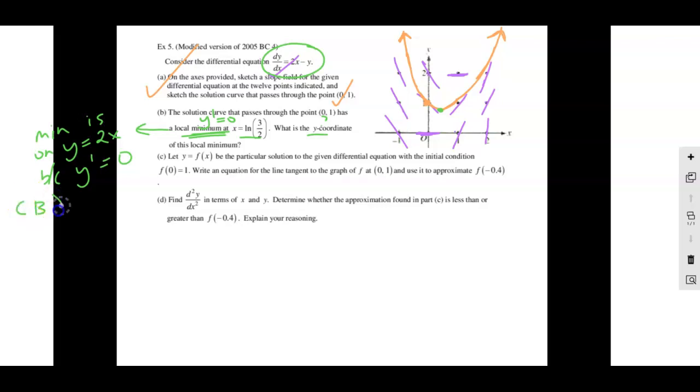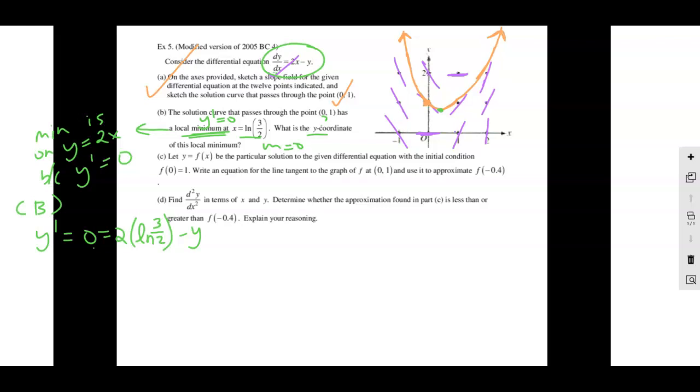Here's the work for part B. We know the slope, dy/dx, is going to be 0 at the point. We know the x value. We want to know the y value, so let's plug it in. The slope is 0. Then we have 2 times the x value, ln of 3/2, minus y. If you have the original equation for that orange function, you can plug the x into it. There you go, you'd be done.